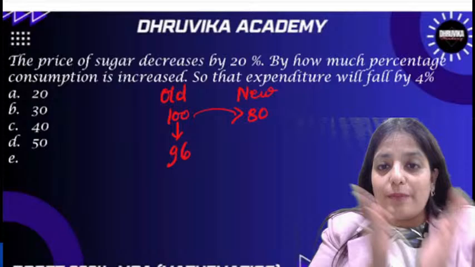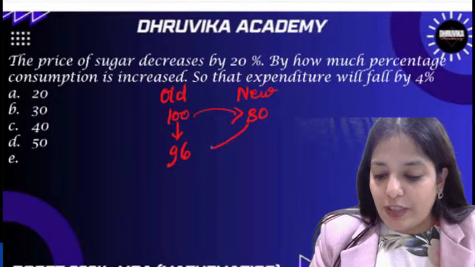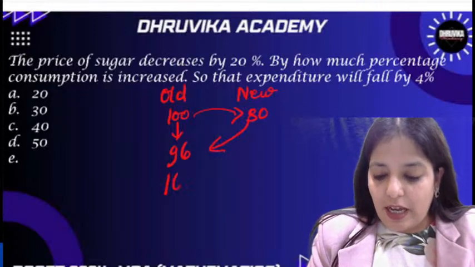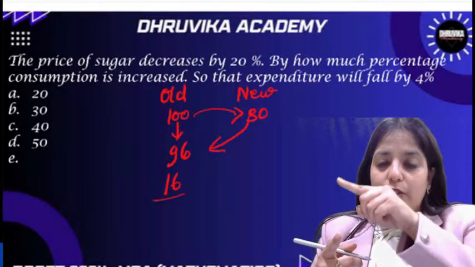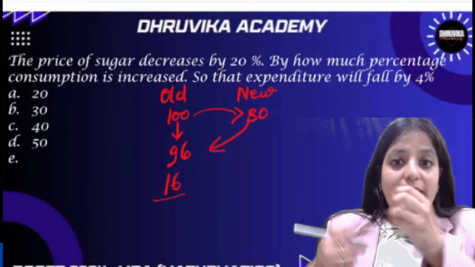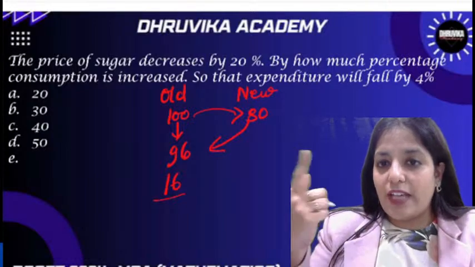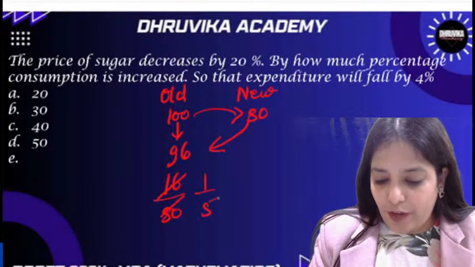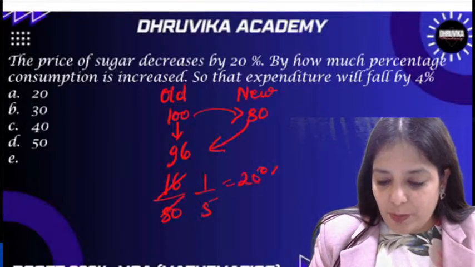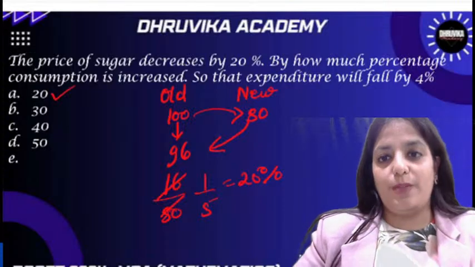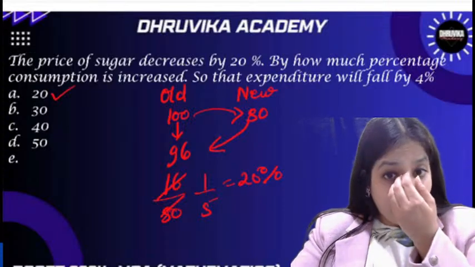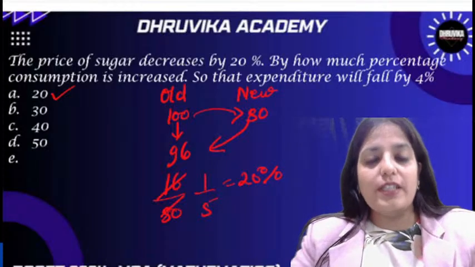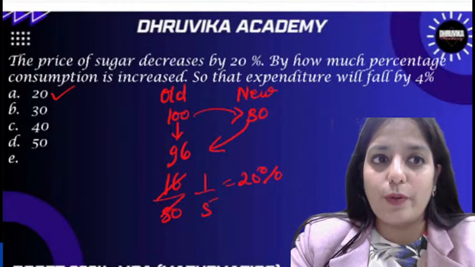So how will you come back to 96? You'll have to increase it by 16, right? So 16 upon what? From where are we going to where? Yes, 80 to 96. So we are at 80. So 16 upon 80, that is 1 by 5. That is 20%. That is option A. So I hope it is clear. I hope it is pretty clear in your mind how to deal with this type of question.